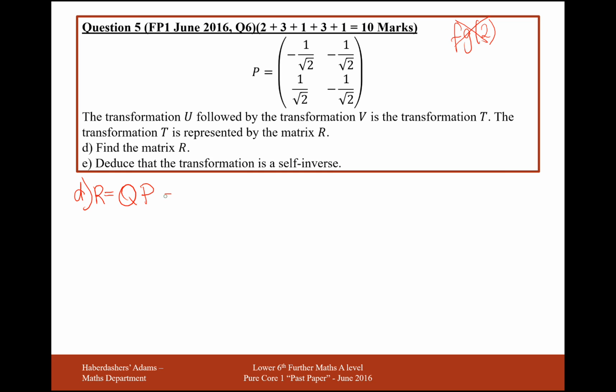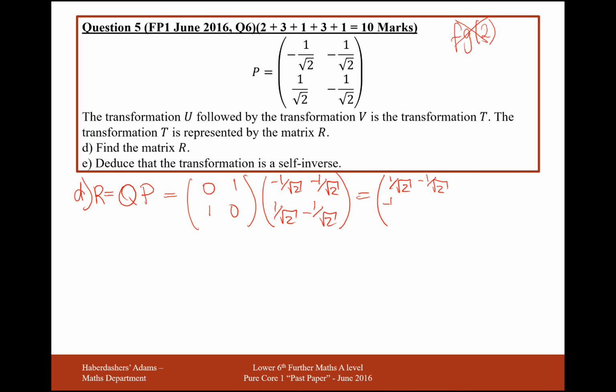So what we've got here is the matrix of 0, 1, 1, 0 multiplied by -1 over root 2, -1 over root 2, 1 over root 2, 1 over root 2, and this will give us 1 over root 2, 1 over root 2, wait, hold on, there's a minus down there, so it's -1 over root 2, -1 over root 2 here, and -1 over root 2 here. Okay, you could check it on the calculator, but I'm sure it will come out at that.